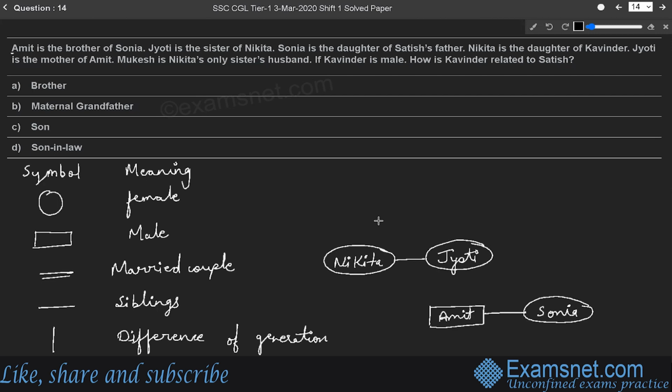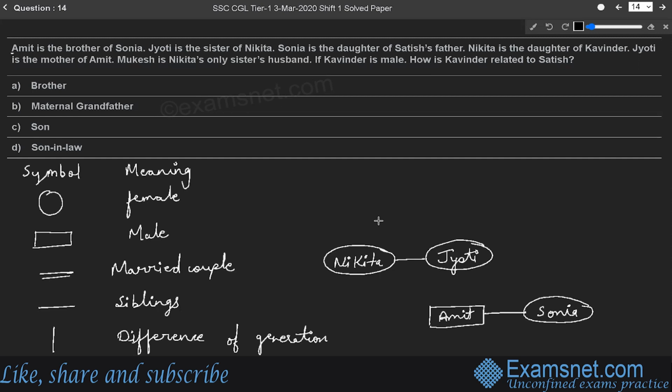Then next is: Sonia is the daughter of Satish's father. See, this sentence is very easy but a little bit tricky. It is given that Sonia is the daughter of Satish's father. It means that both Sonia and Satish have the same father. Because if she is the daughter of Satish's father, it implies that Satish is the brother of Sonia, because both of them have the same father.